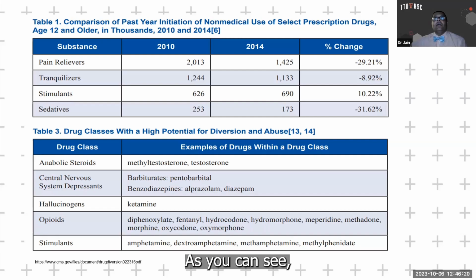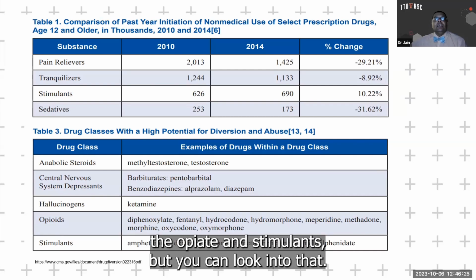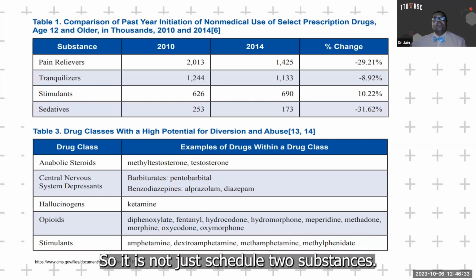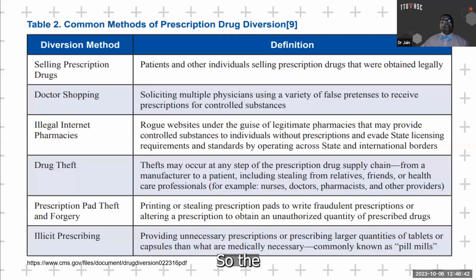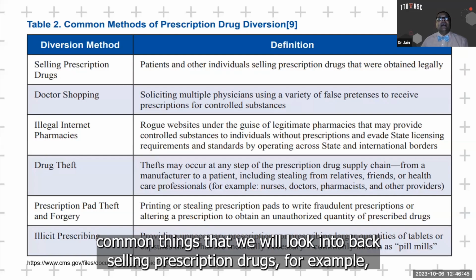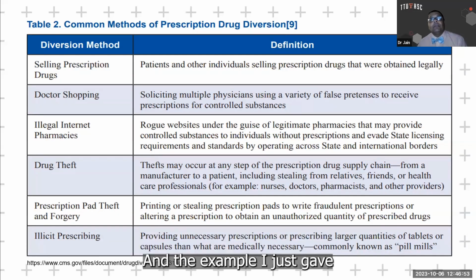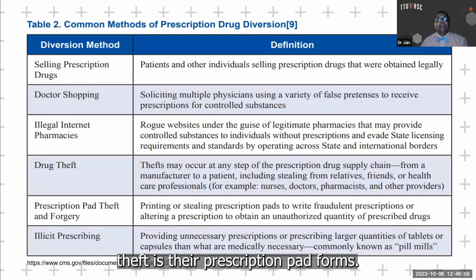And as you can see, the medications that are highly diverted are not just the opiates and stimulants, but you can look into that. There are some anabolic steroids also, including testosterone and other things. So it is not just Schedule II substances. It is a whole lot of other substances involved in this too. Some of the common things that we look into: selling prescription drugs, for example, straight away, doctor shopping. Just this guy, I was a victim of doctor shopping. The example I just gave. Illegal internet pharmacies always are there. Drug theft is there.